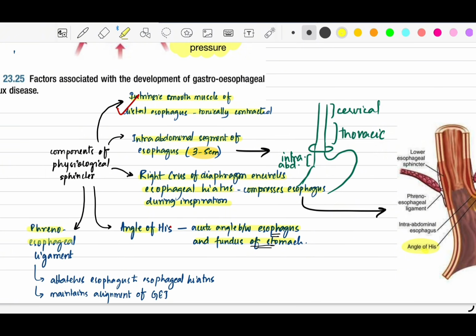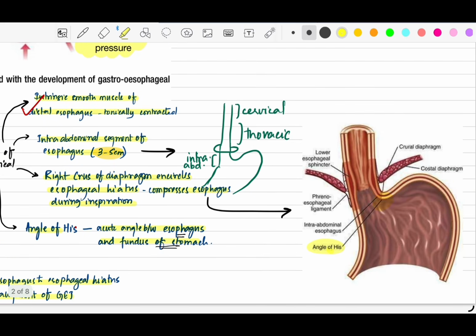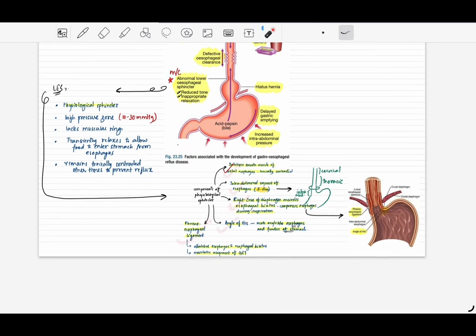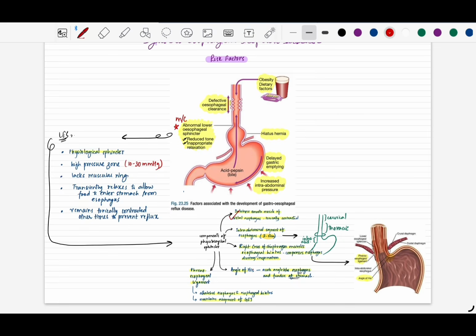This angle, this angulation, is also going to compress the lower esophagus. Then we have the phrenoesophageal ligament, which attaches the esophagus to the esophageal hiatus, maintaining the alignment of the gastroesophageal junction. And we can see the phrenoesophageal ligament here. All of these components are responsible for maintaining the integrity of this lower esophageal sphincter, which means that loss of any component leads to increased transient relaxation, predisposing to GERD.